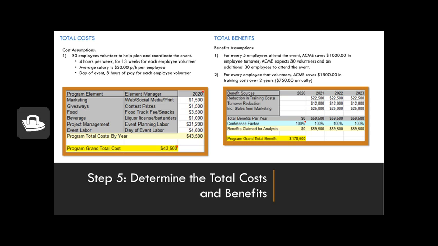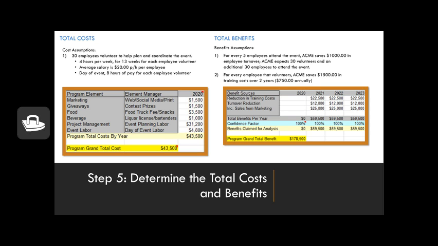So we are assuming that 30 employees will volunteer to help plan and execute the event. Each of the 30 employees will dedicate 4 hours a week for 13 weeks. We are assuming that the average employee makes about $20 an hour, and based on those figures, we're calculating approximately $31,200 in project management labor associated with planning and executing the event. As for the day of the event, we have 30 employees all working 8 hours for a total of $4,800 in labor costs for the day of the event.